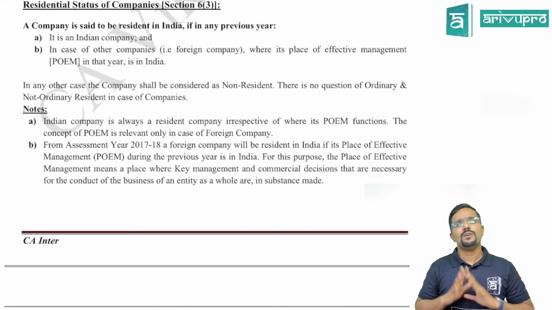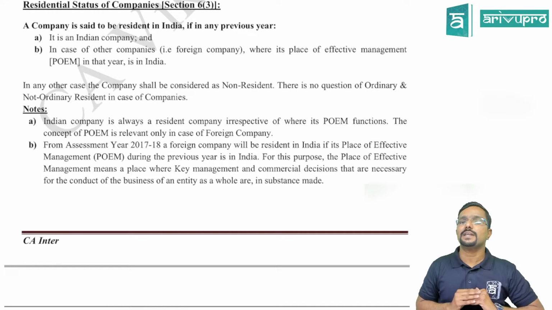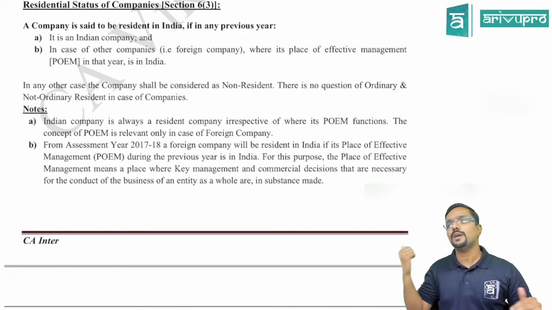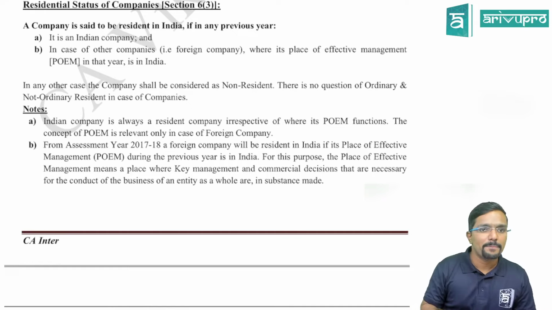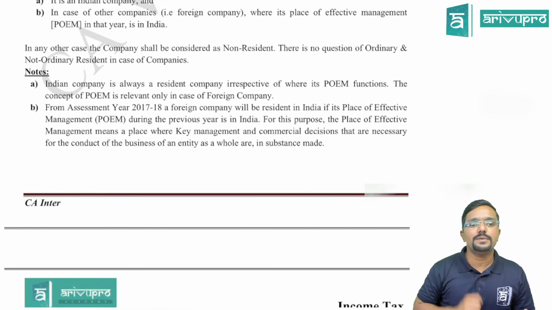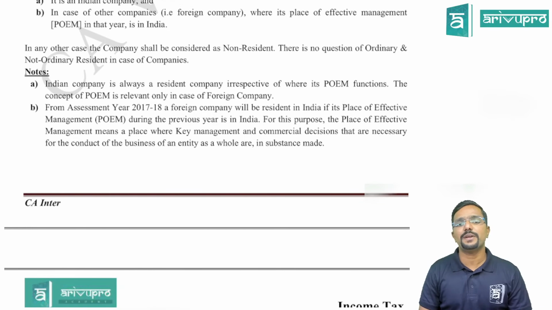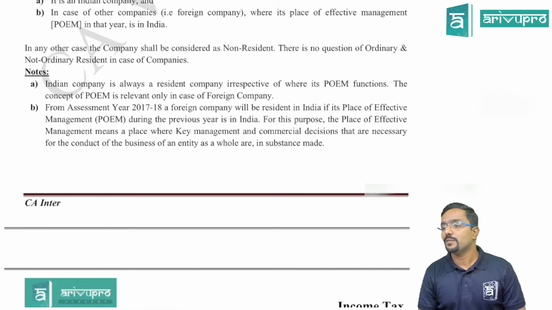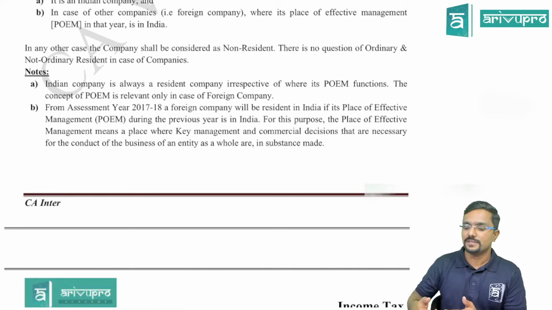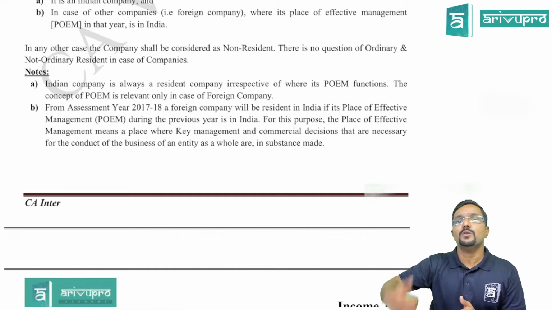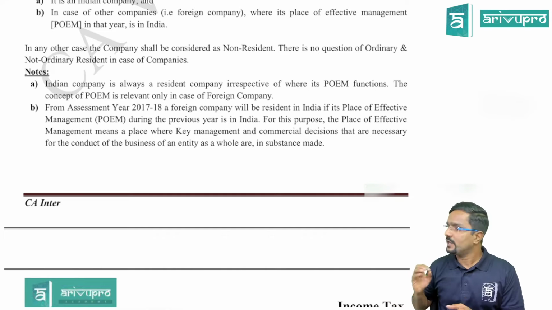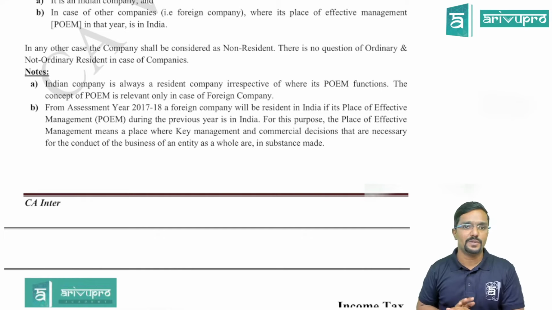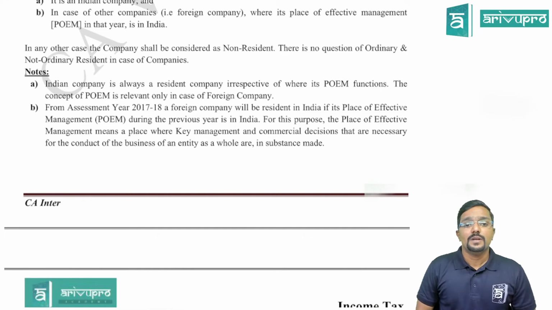Okay. So now simple, if POEM is in India for other than Indian company, it is resident, if not non-resident. Note: Indian company is always a resident company, irrespective of where its POEM functions. Because sometimes they may confuse you like this. ABC Limited is an Indian company whose POEM is completely outside India. What's its residential status? It will still be resident only. So the concept of POEM is relevant only in case of foreign company.